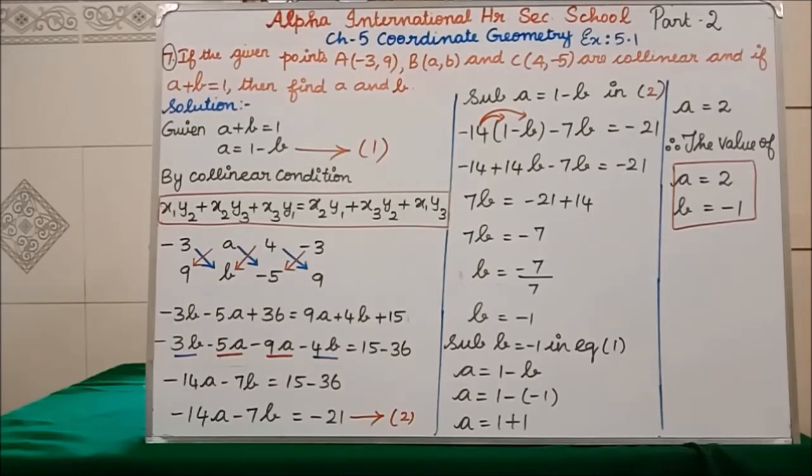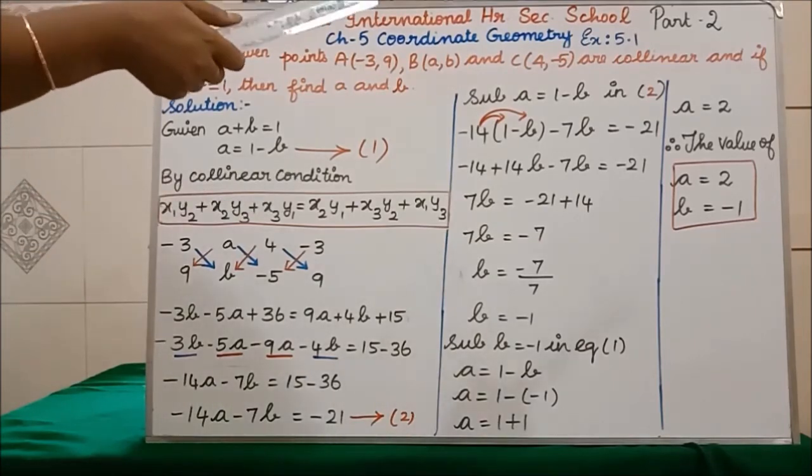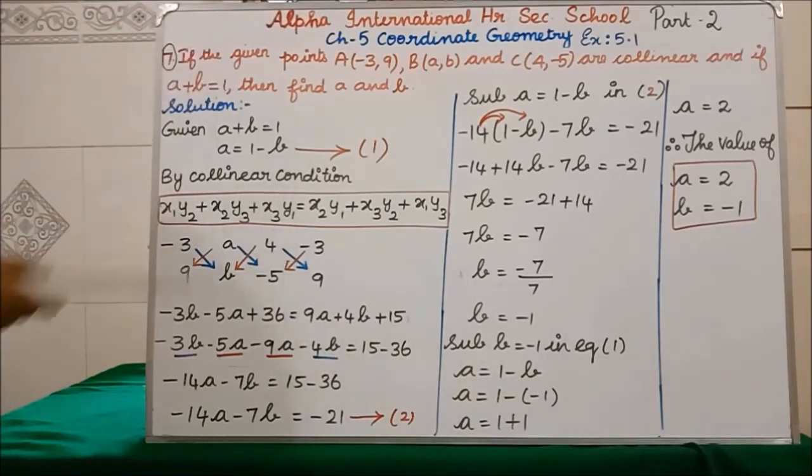It's called collinear. I told you collinearity can be checked in two ways. The first method is area of a triangle equal to 0; otherwise you can apply this condition. I have told you, isn't it? Now we are going to apply the collinear condition in this problem. The points are collinear, and if a plus b equals 1, then find a and b. In this seventh question, we have to find the a value and the b value, and we have been given one condition, a plus b equals 1.